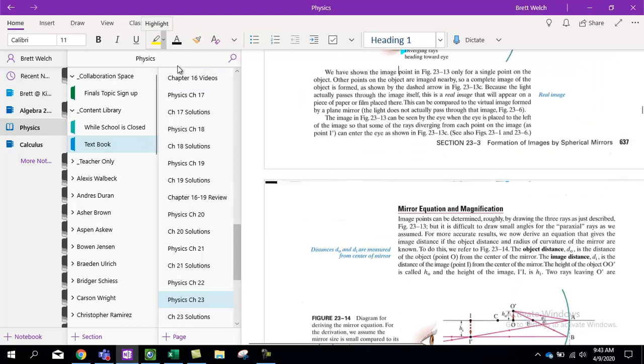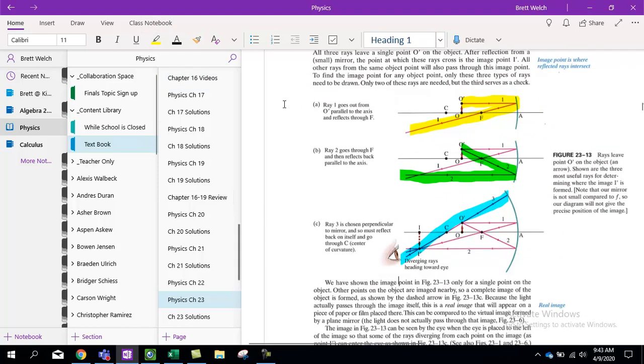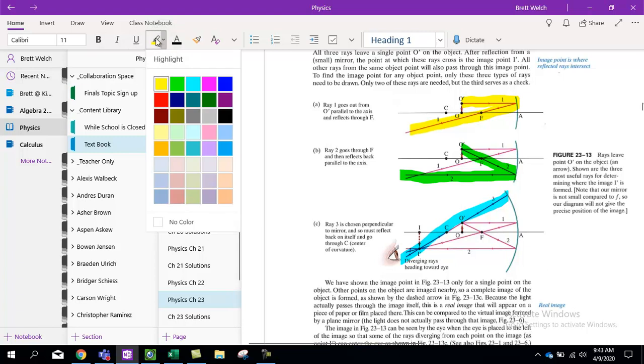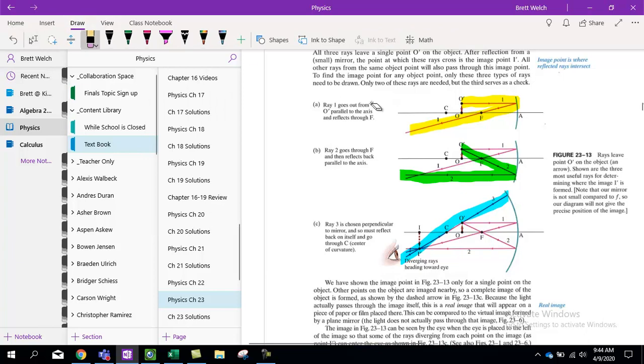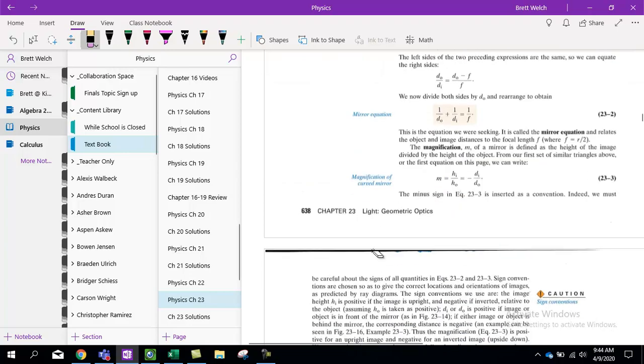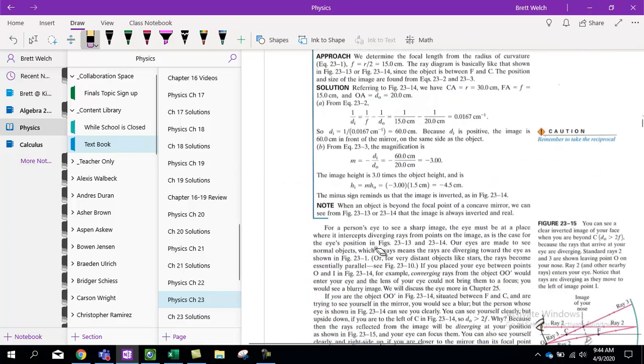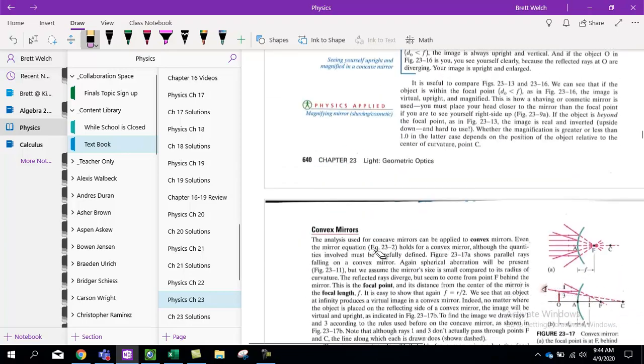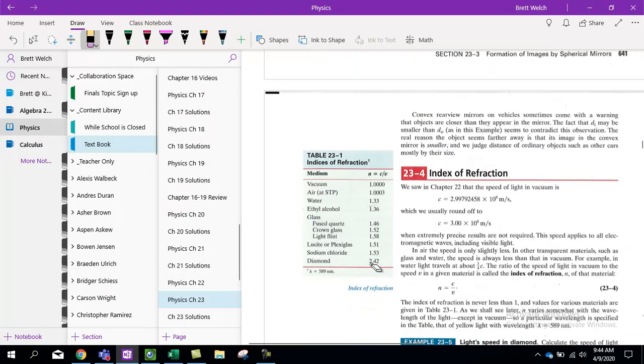Whoops, not what I said. Dang it! I got to get back and delete a few things. Let's go back to draw, and let's erase this. All right, get rid of this stuff from our ray diagrams. Come back down to where we're working today. Man, I didn't mean to push that button.